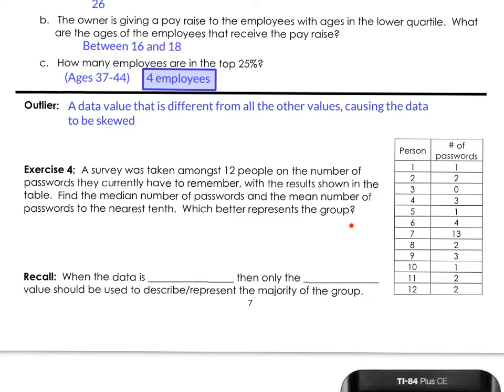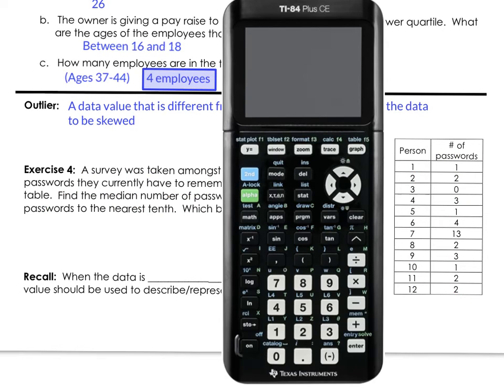Okay, so to do this, we're going to go back to the calculator. We're going to go to those same buttons so that we can put in the number of passwords. Now, this is not a frequency list. This is just saying the first person has this many, the second person has this many. But this is not like a frequency. One doesn't show up one time. So this is really just the data we want to enter in our calculator to find out the mean and the median. Okay, so hopefully you can follow along with the buttons.